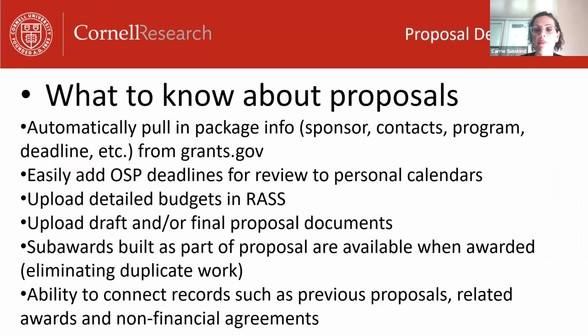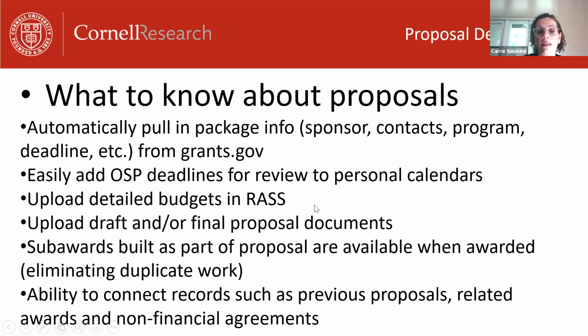So let's walk through some of those. We're in the process of rolling out RASS for proposals. What that means is, basically, there's features, again, we're replacing the Form 10, but some of the benefits of using RASS for proposals are that if you're working with a package from grants.gov, you can automatically pull that information into the system, and that information will populate who the sponsor is, what the deadline date is, and that sort of information. So it eliminates the need for some data entry of sponsor and deadline dates if you're working with an FOA.